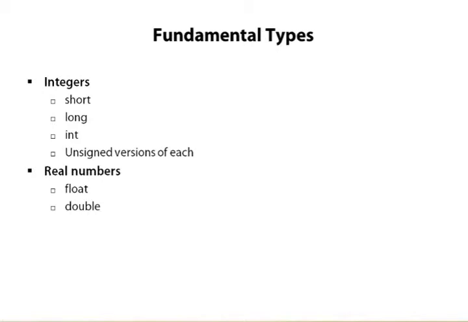Now, if your number has a fractional part, if it's 7.2 or 3.29, then that's a real number, and you can use either float or double. Double has more capacity, can hold larger numbers and more digits of precision than float can. Most of the time, just put things in doubles and your life will tick along as you expect.